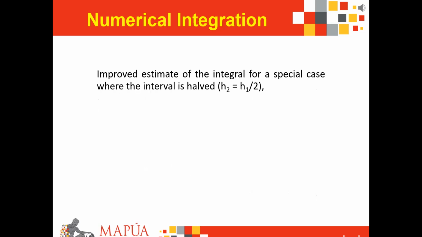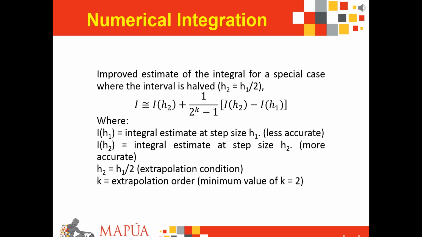So the improved version, or the simpler version of the formula, that is, if the new step size is now half the previous value, would turn out to be more or less like this. Okay. Again, IH1 is the integral estimate using the step size H1, which is considered to be less accurate. How do I know that H1 is less accurate? Because of this condition.